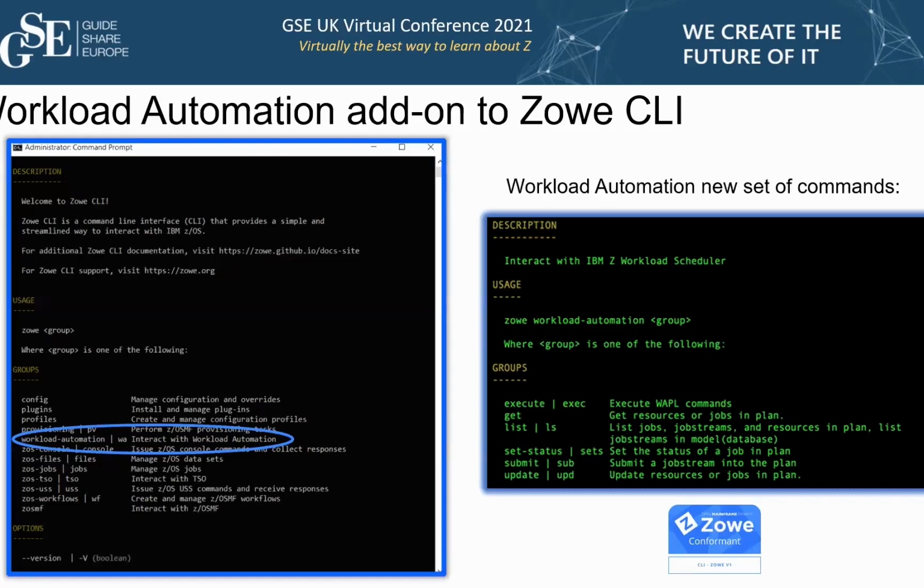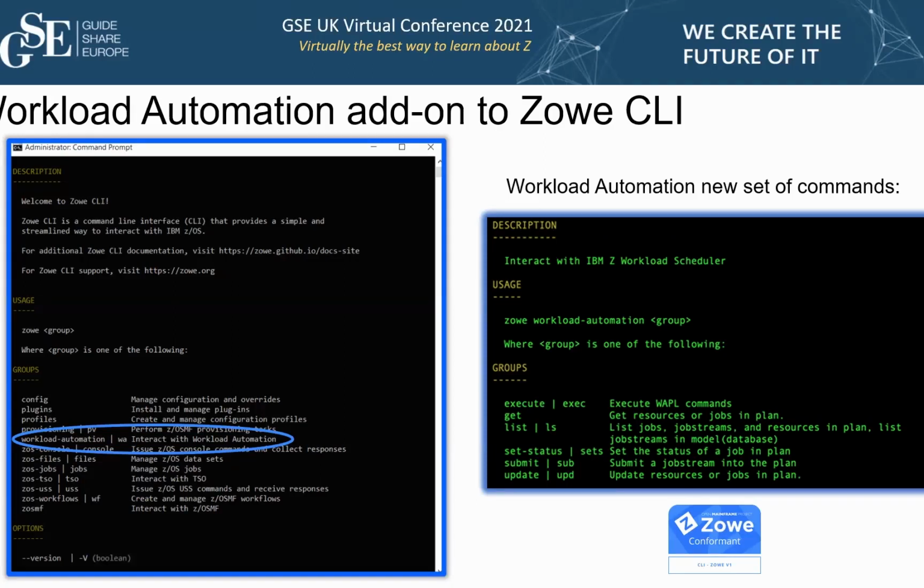Then, as mentioned before, we added this plugin that collects all the commands to interact with the workload scheduler. Workload automation is the name of the group of the commands. And on this screen capture, you can see the help online output for the Zowe command line. So through this command line extension of IBM Z Workload Scheduler, you can easily execute WAPL commands, where WAPL is a programming language available with the product to extend the product.